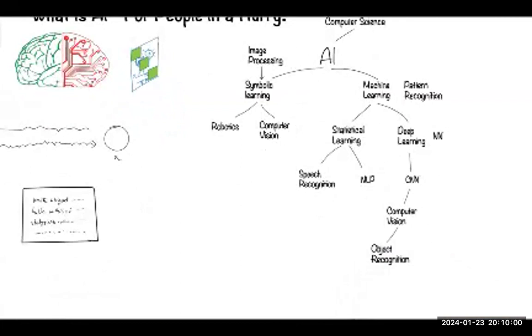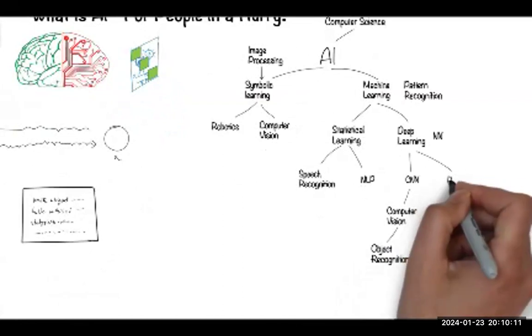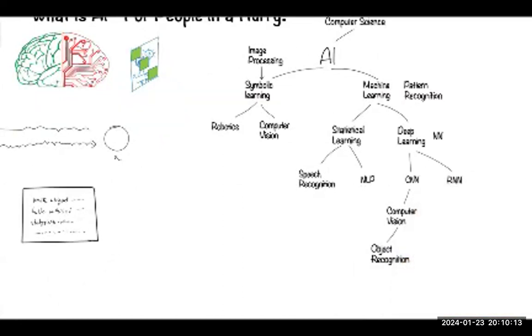Humans can remember the past, like what you had for dinner last night. Well, at least most of you. We can get a neural network to remember a limited past. This is a recurrent neural network.